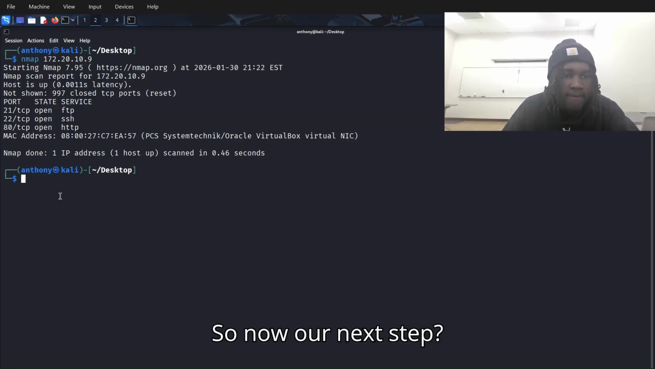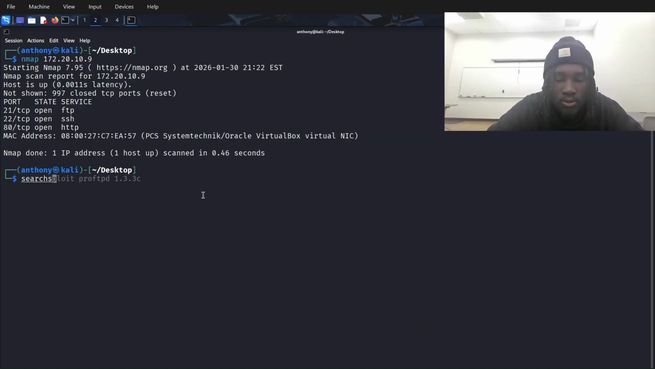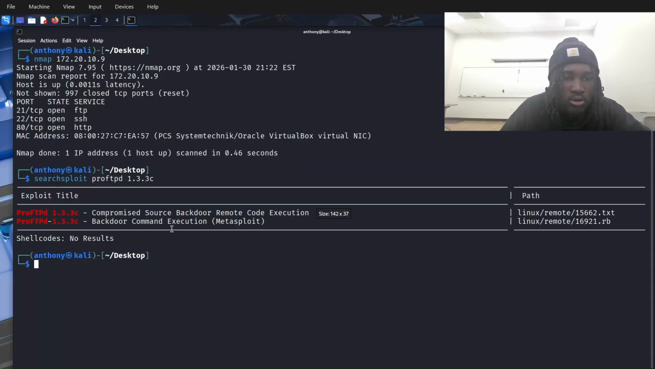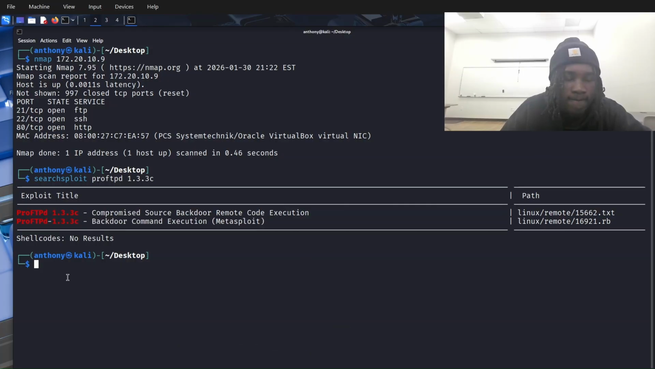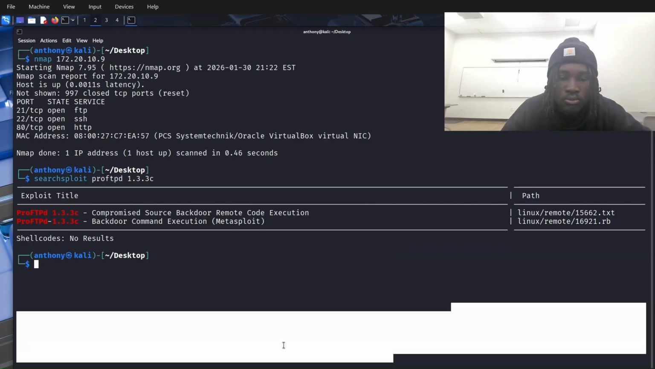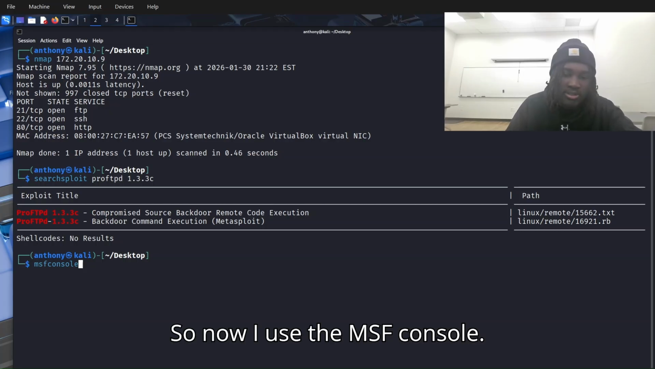Now my next step is vulnerability research, using searchsploit. So now I see the backdoor command that is highlighted right here, and there are no results to be found. So now I use the msfconsole.